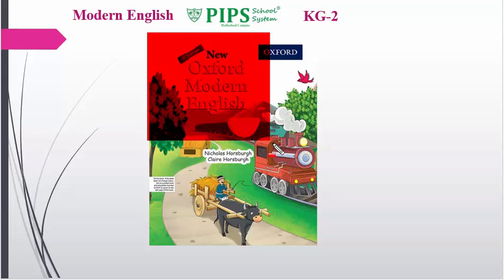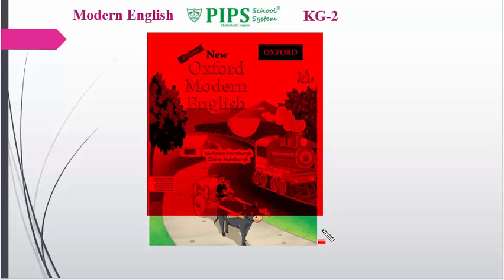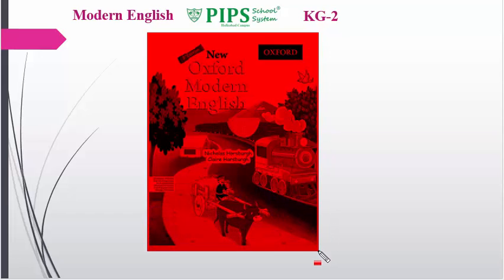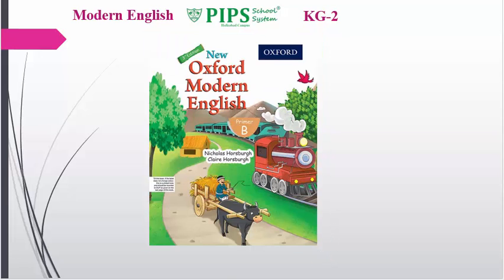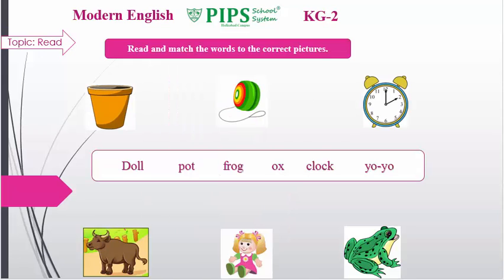Today we are going to study New Oxford Modern English Primer B. Today's topic: read. Read and match the words to the correct pictures.